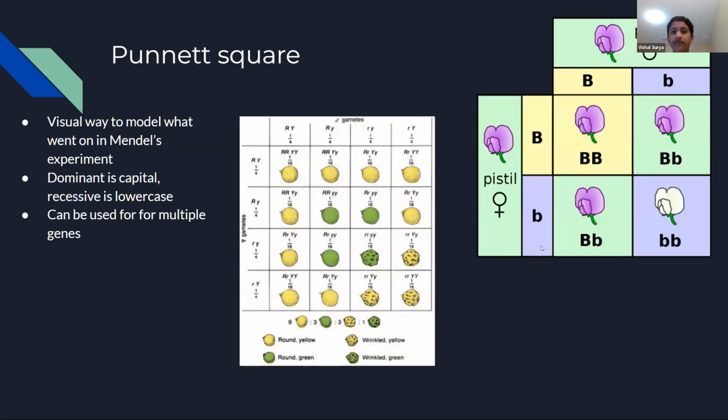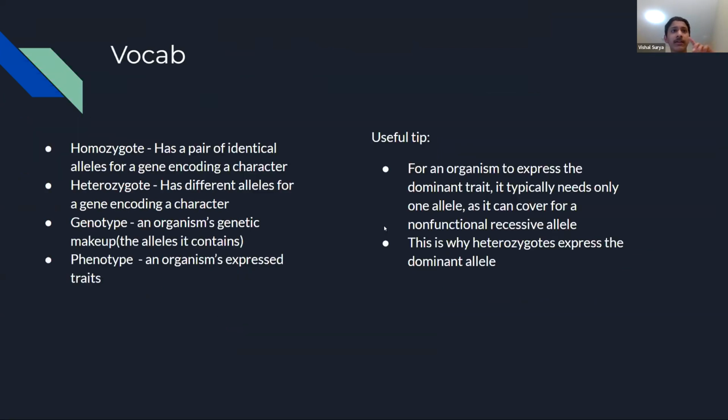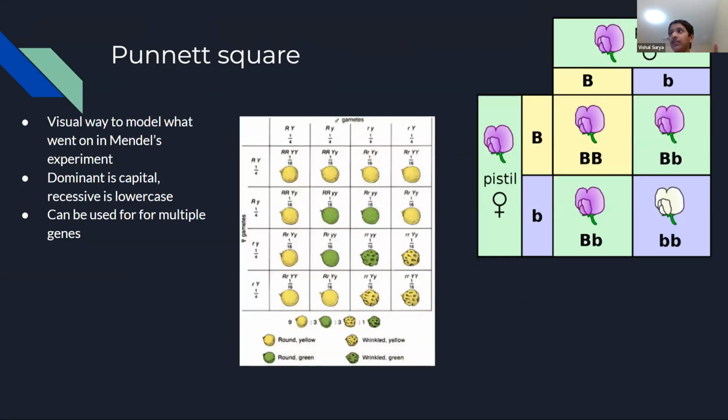So how do we visualize this? Well, we use a Punnett square for this. How do you find out which trait's more dominant? I think we're going to get to that soon, in the next slide. That's a good question. You can figure out what trait's dominant by doing some crosses.